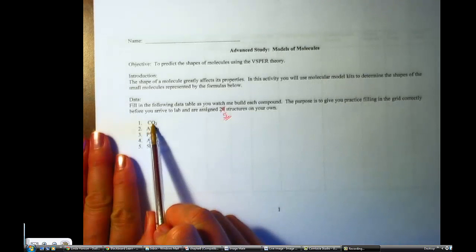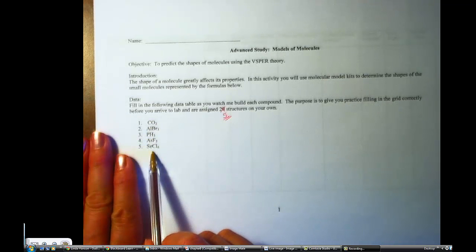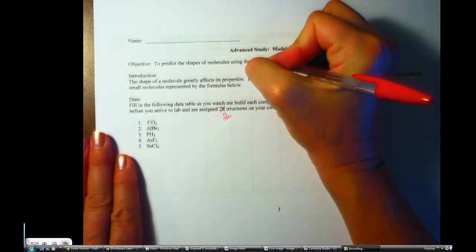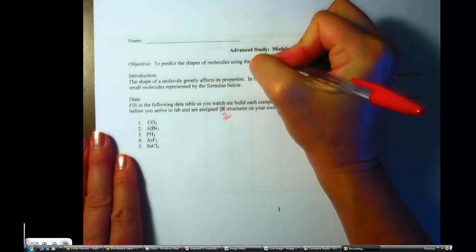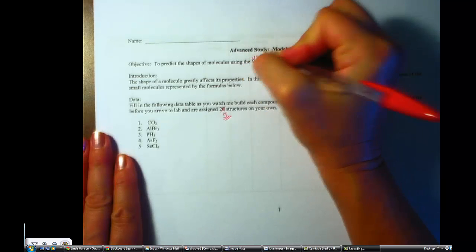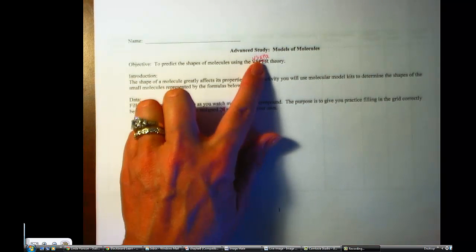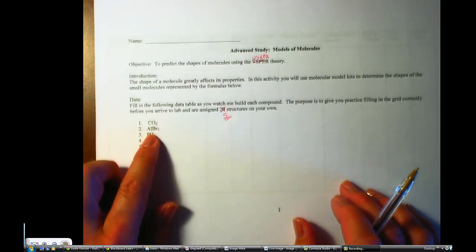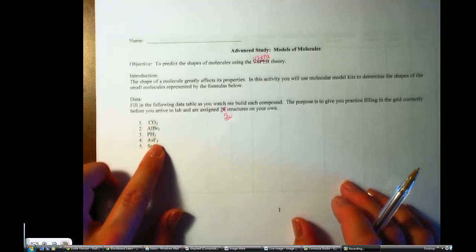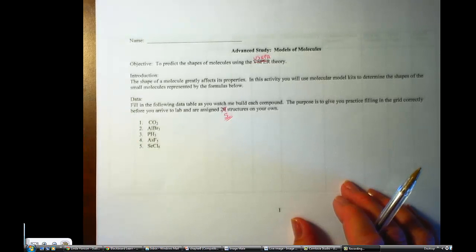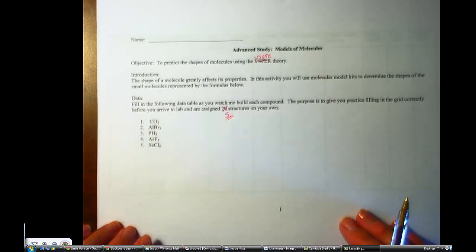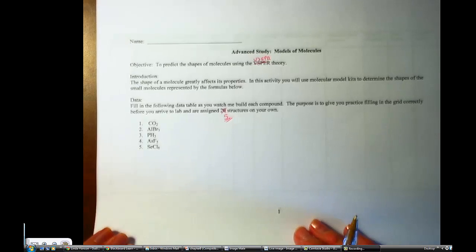And I've tried to take a selection of each of those domains so we can visit each part of the VSEPR theory, the valence shell electron pair repulsion theory, the VSEPR theory. I had a moment of dyslexia there, it looks like. So we're going to draw for carbon dioxide, aluminum bromide, phosphine, which is PH3, arsenic pentafluoride, and selenium hexachloride. 5 molecular compounds that are covalently bonded, and we'll get an idea of what to do.